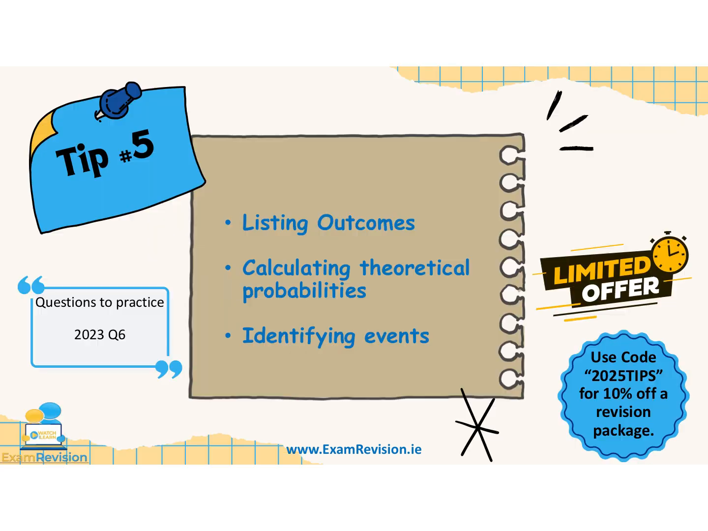Tip number 5. Every paper includes probability-based questions, things like listing outcomes, calculating theoretical probability and identifying events. Something like, what are the chances of getting an even number and a B? In 2025, expect a probability table that asks you to list outcomes, count favourable ones and then find the probability. If it was me, I would practice 2023 question 6 to help in your preparation for that.